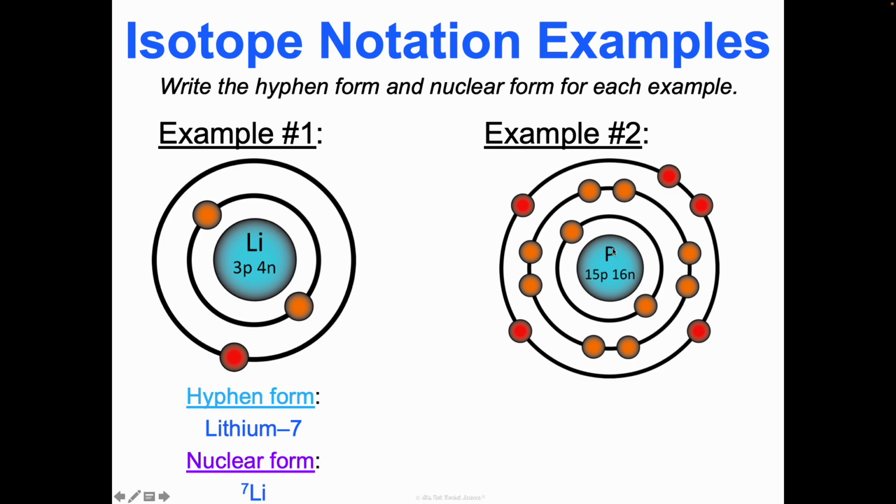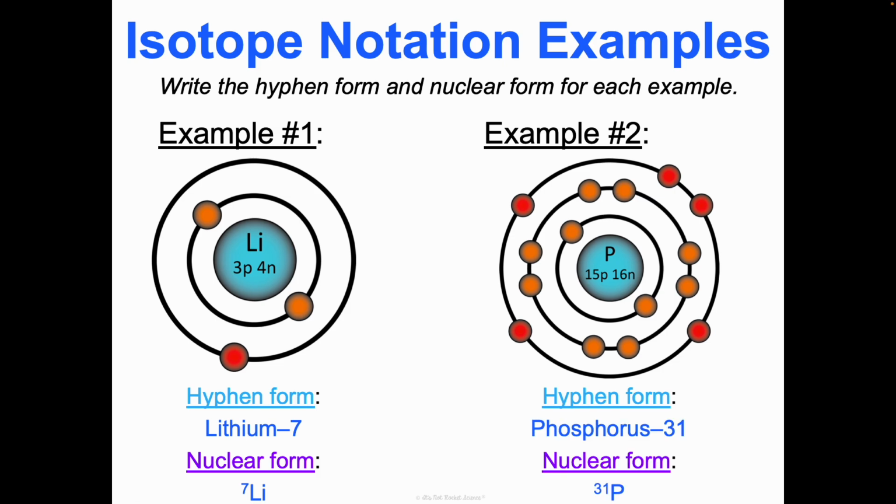Over here, we have phosphorus. Okay, so again, hyphen form is the name and then the mass number, which is protons plus neutrons. 15 plus 16 is 31. So it would be phosphorus-31. Nuclear form would be 31P.